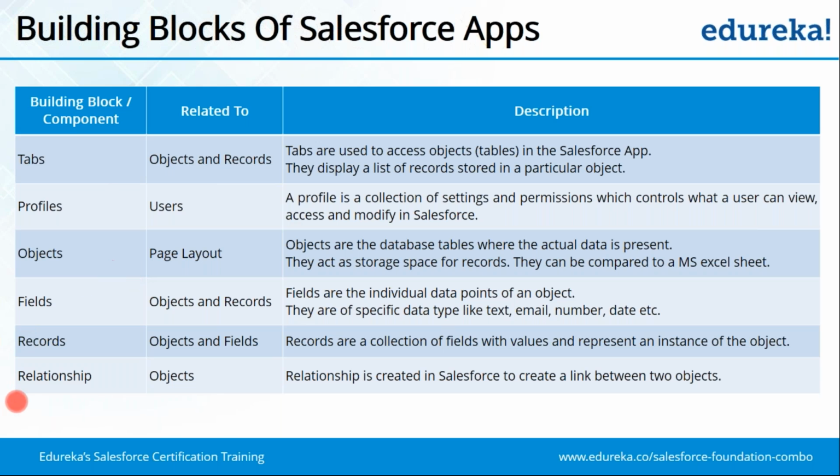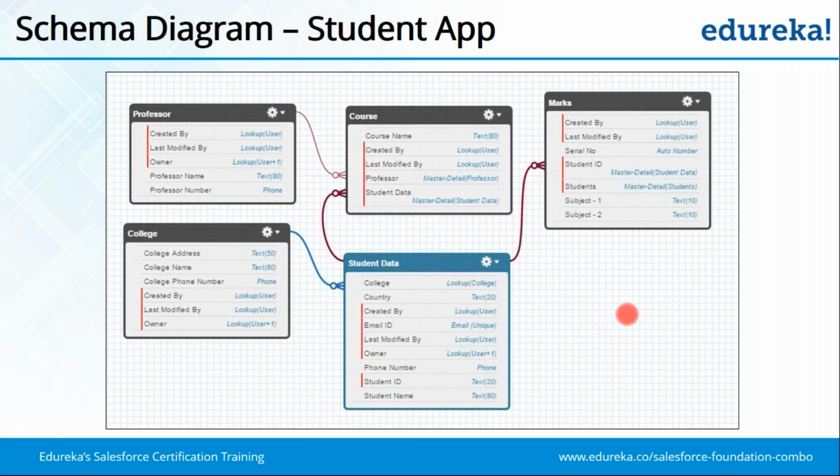Now this takes us to the final building block of a Salesforce application. Finally, what is a relationship? Similar to database relationships, a relationship in Salesforce is used to link one or more objects. Links can be established by relating the common fields in different objects. Now let me explain this with an example. This is the schema diagram of the student application which I created earlier. These are the different objects in the application, and these lines represent the relationship between the different objects.